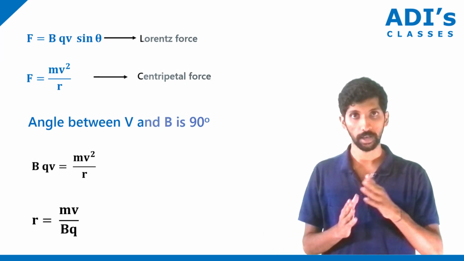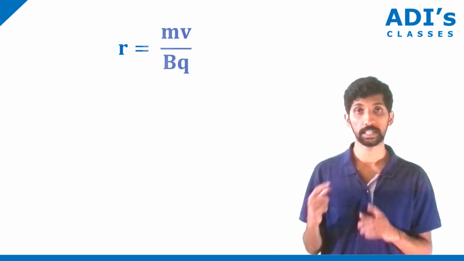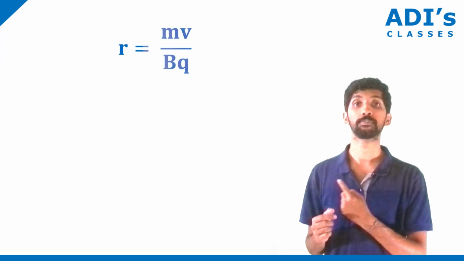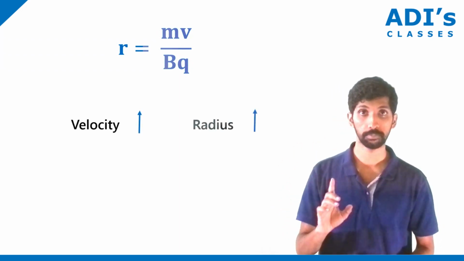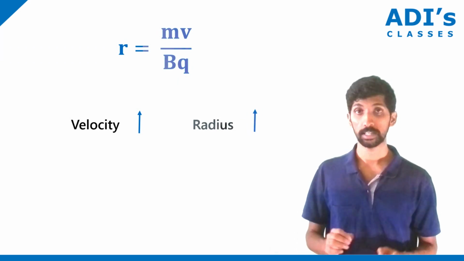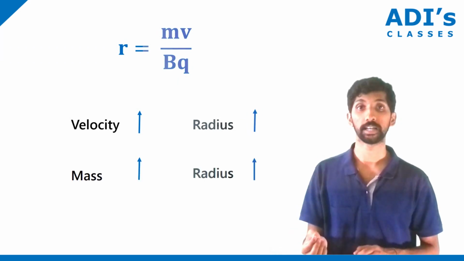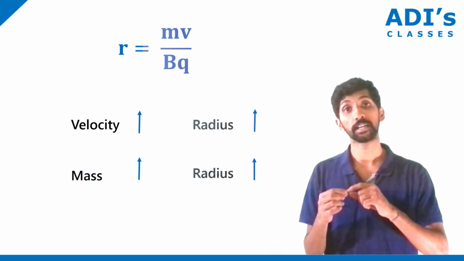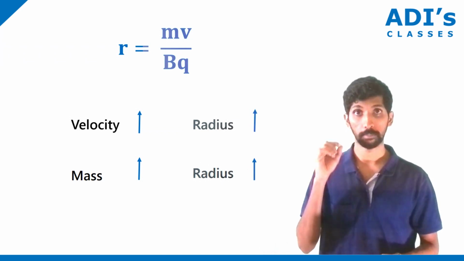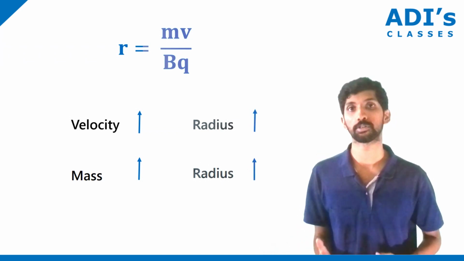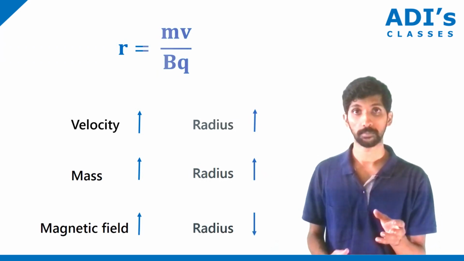Since we have r = mv/(BQ), what we can conclude is that as the velocity of the object increases, the radius is also more. The other part is, suppose the mass of the object is very high. If the mass is high, then the radius will also be very high. And if the magnetic field is very strong, then the radius becomes very small.